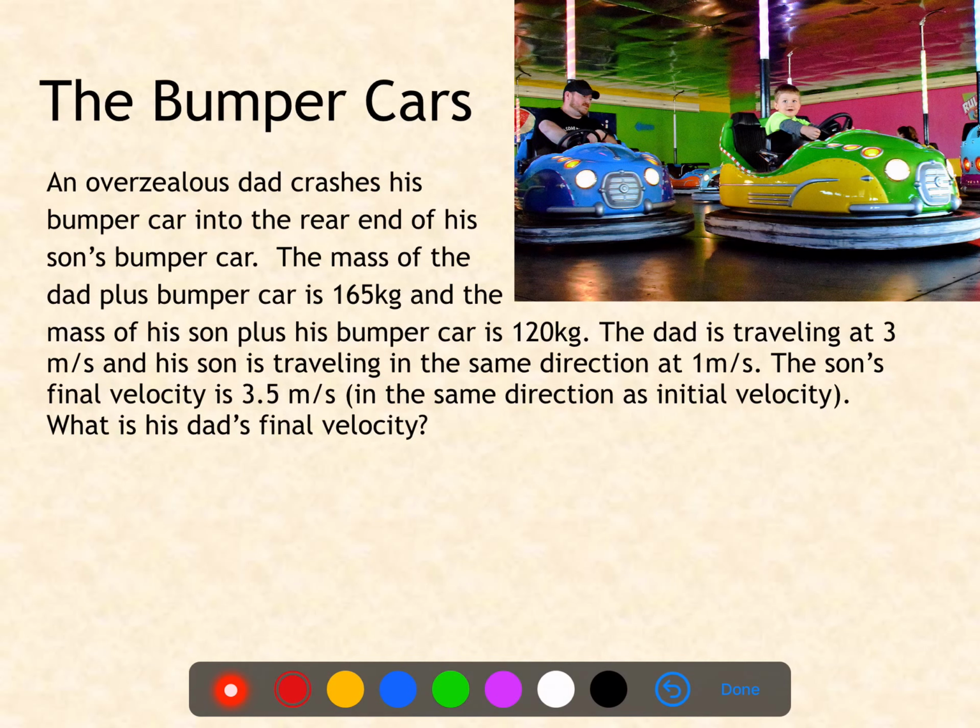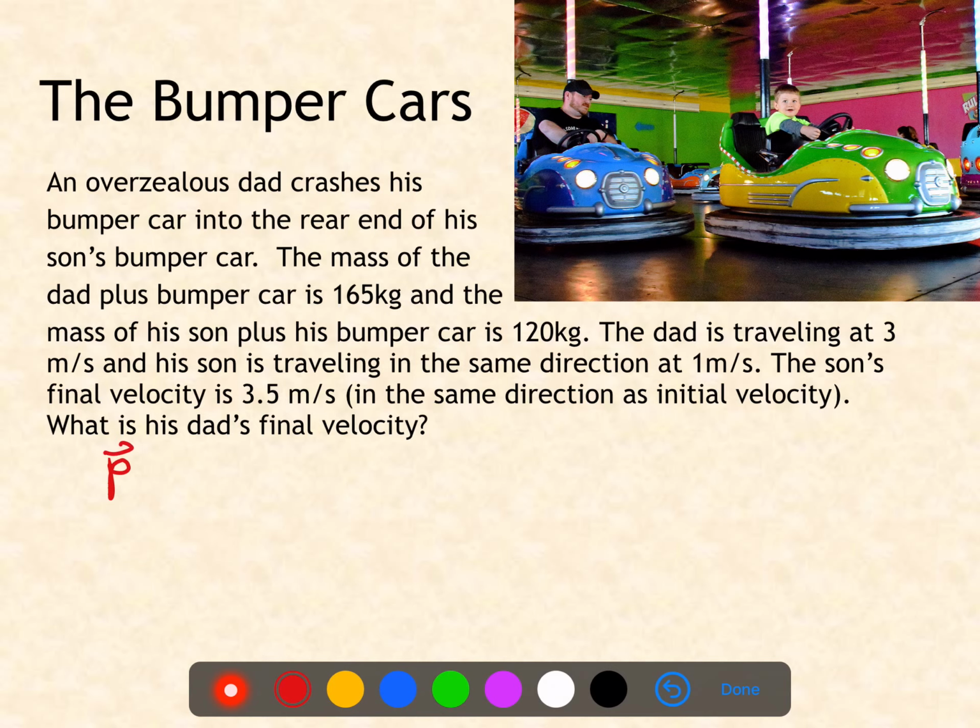So let's take an amusement park ride, the bumper cars, and let's imagine that we are in this ride and you see that a dad crashes his bumper car into his son's bumper car. We want to know what the dad's final velocity is compared to the son's final velocity given the information you see here. Notice that this problem has been simplified for us because it includes the mass of the dad plus the bumper car and the mass of the son plus the bumper car, right? So we don't have to add these up and figure out what they are.